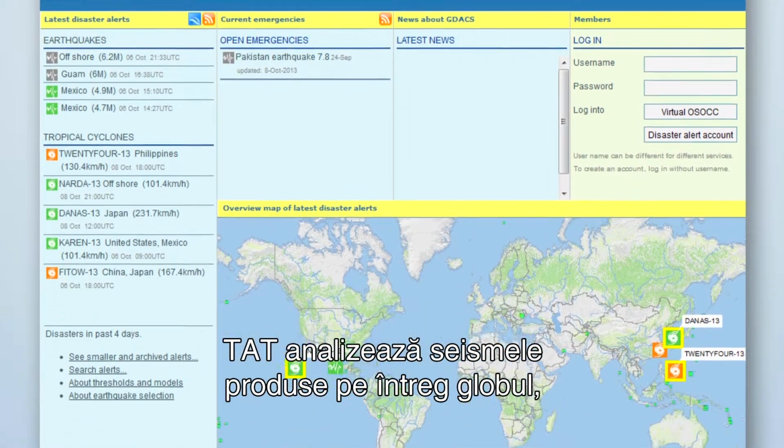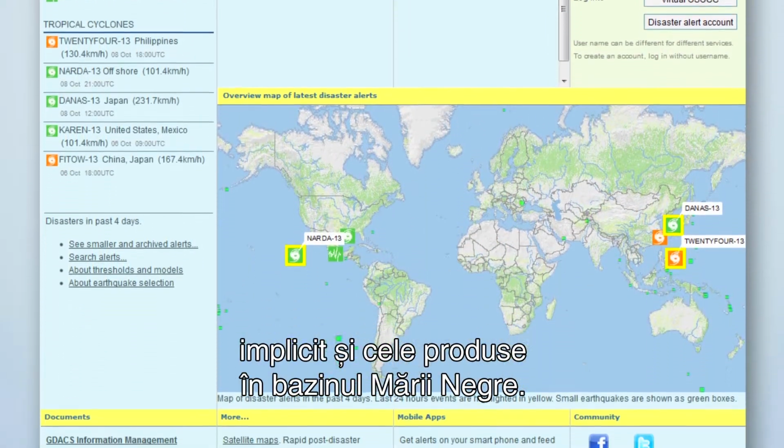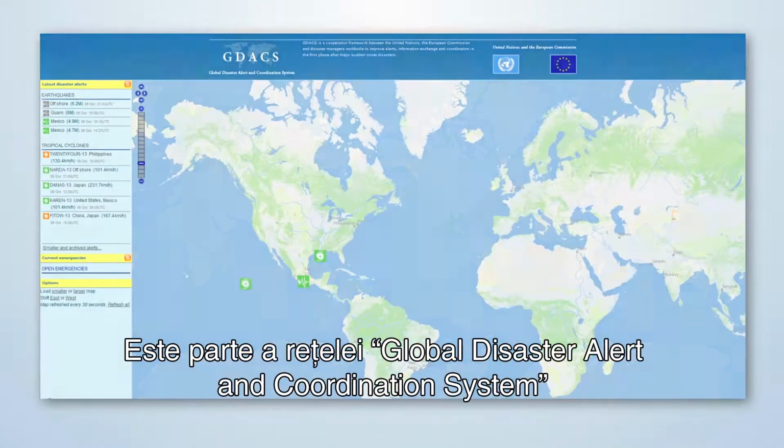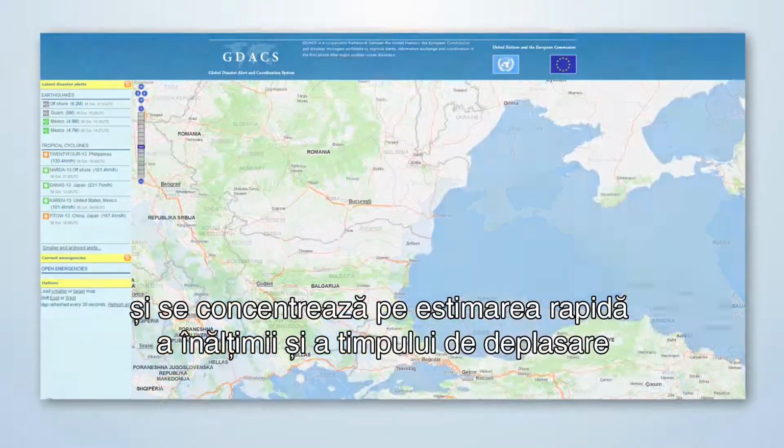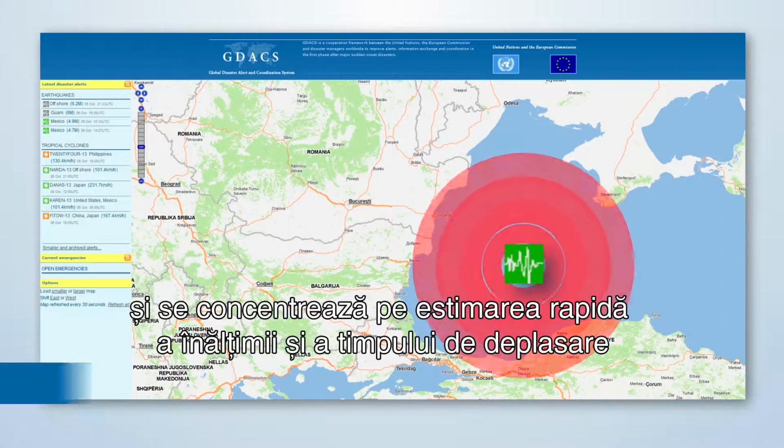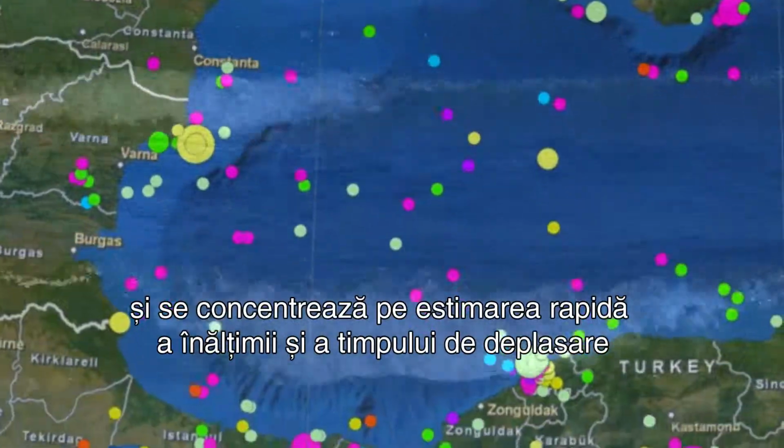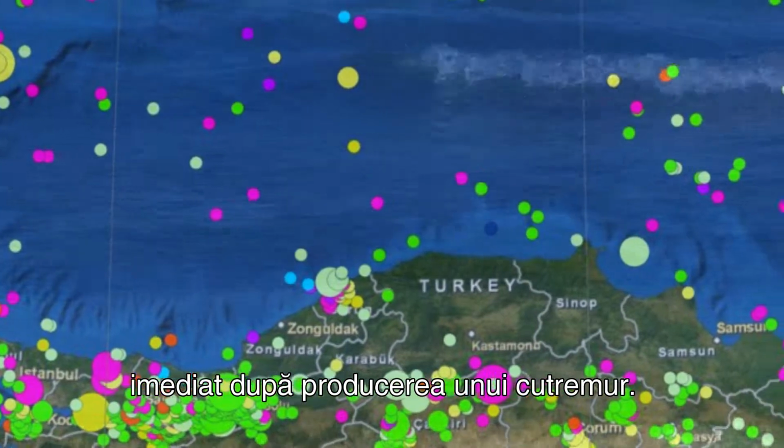TAT analyzes seismic events in the Black Sea and worldwide. It is part of the Global Disaster Alert and Coordination System and estimates the height and the transmission time of a possible tsunami wave within just a few minutes after the detection of an earthquake.